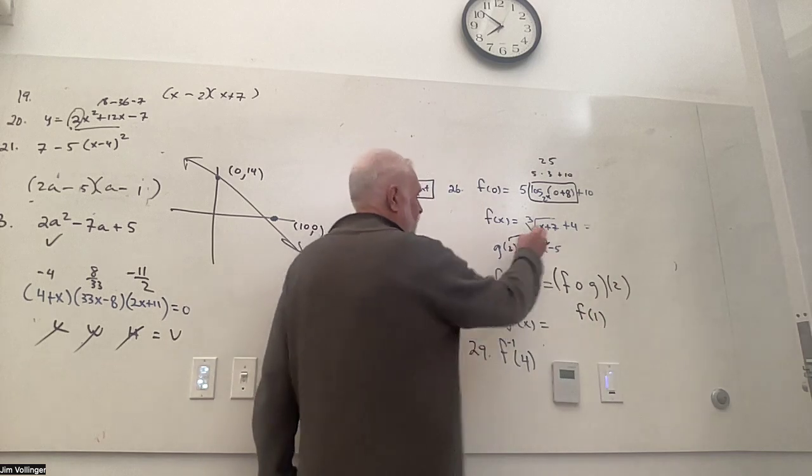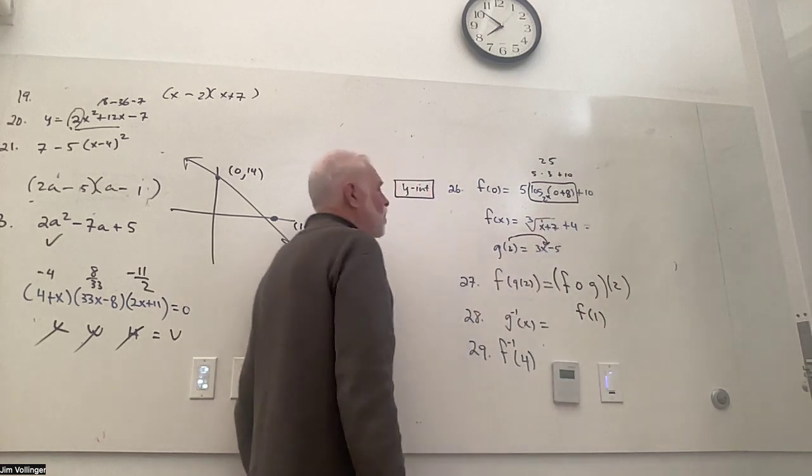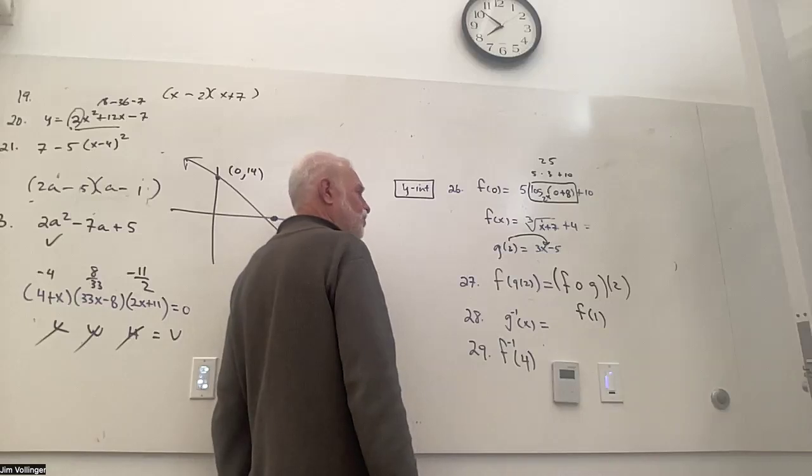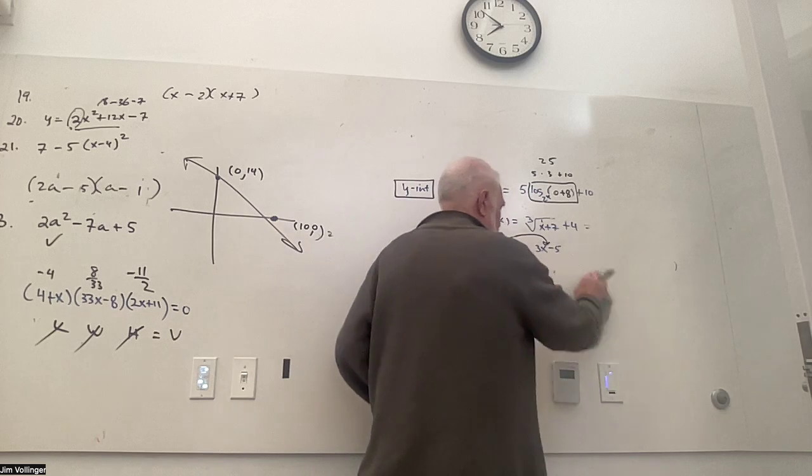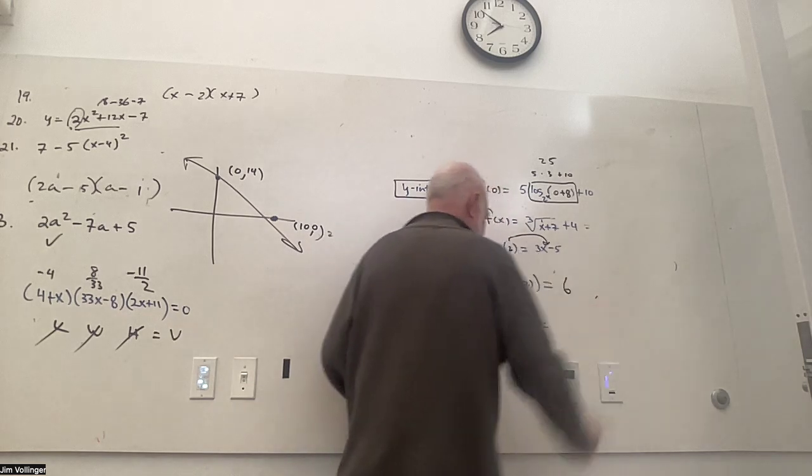So we get to the f function. Here it is. We plug 1 in. 1 plus 7 is 8. Cube root of 8 is 2. 2 plus 4 is 6. So f of g of 2 equals 6.